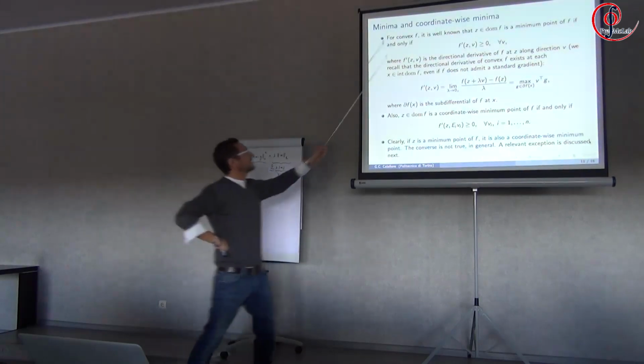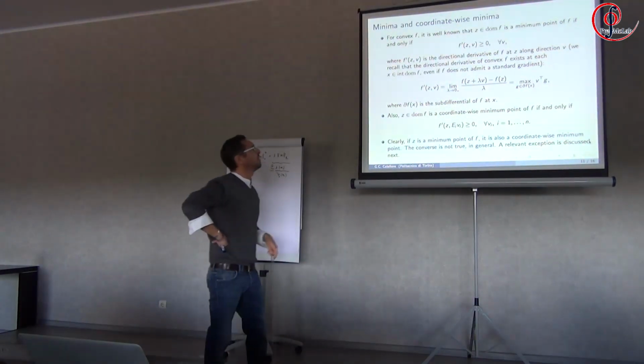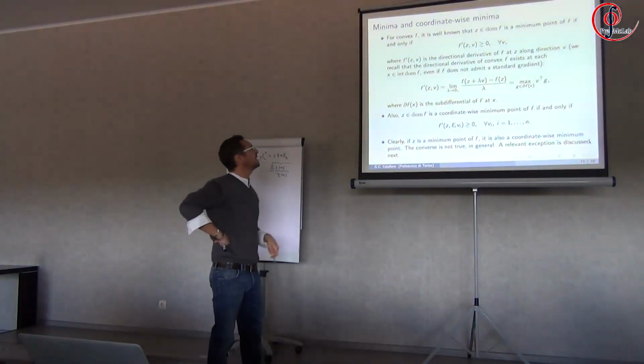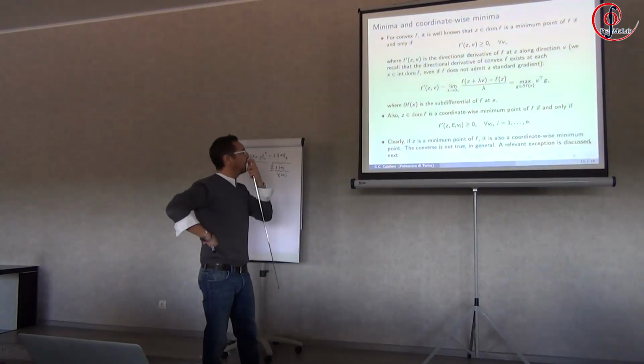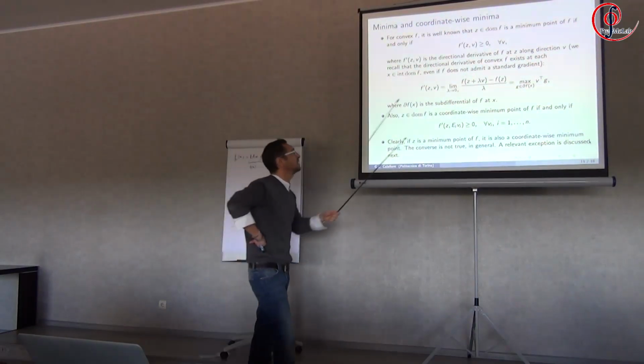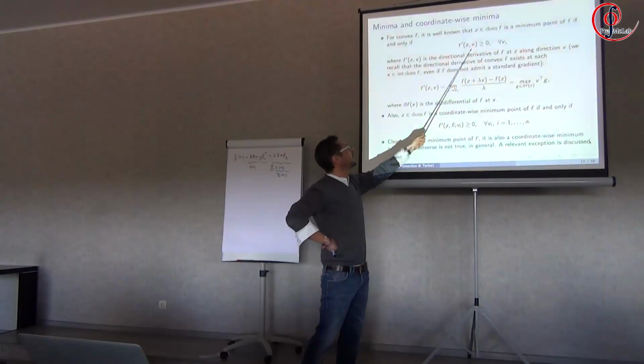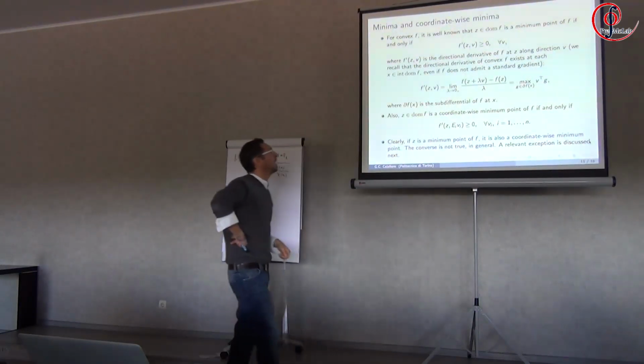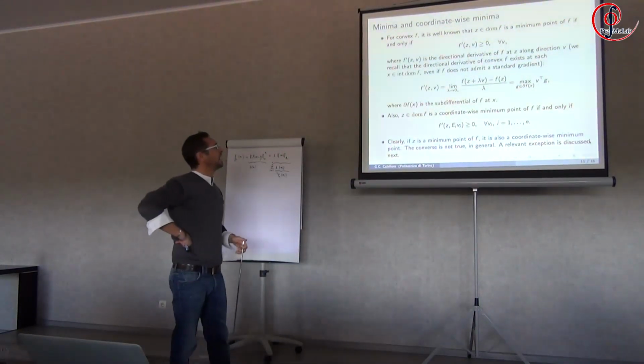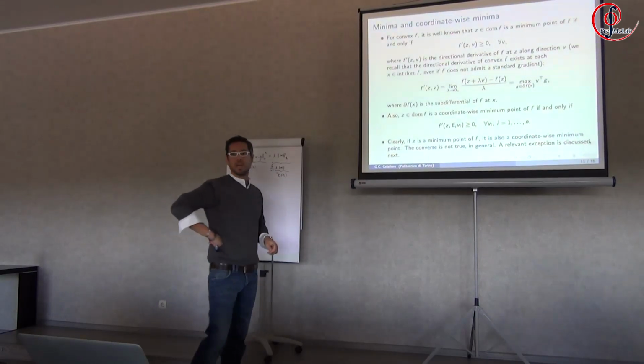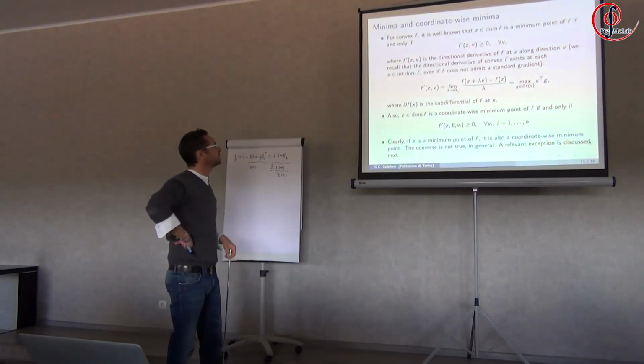For a convex function, we know that a characterization of a minimum point is also this one. So the directional derivative along any direction is greater than or equal to 0.